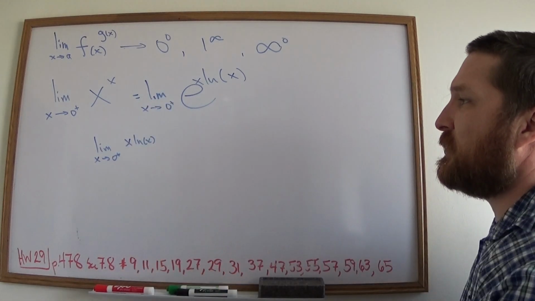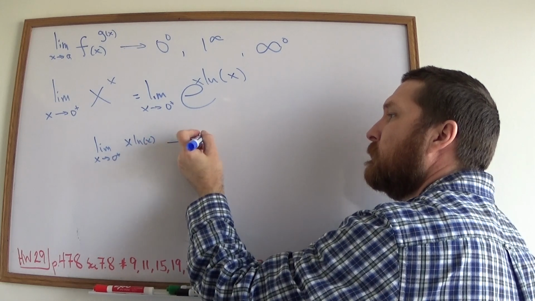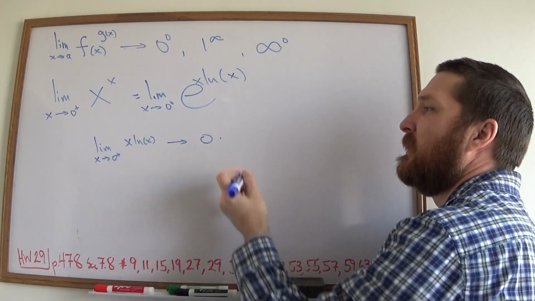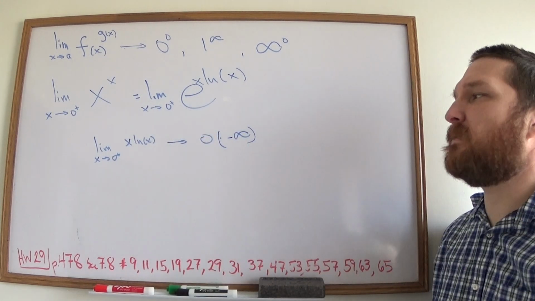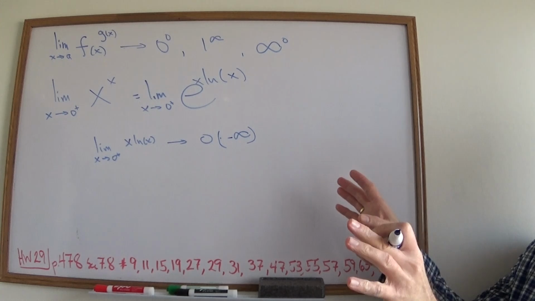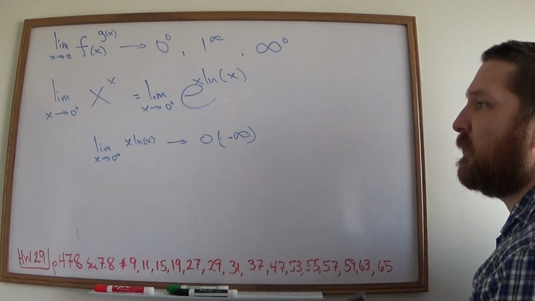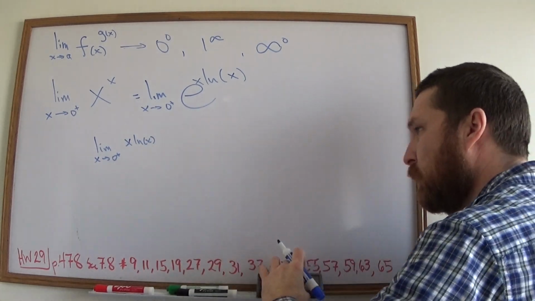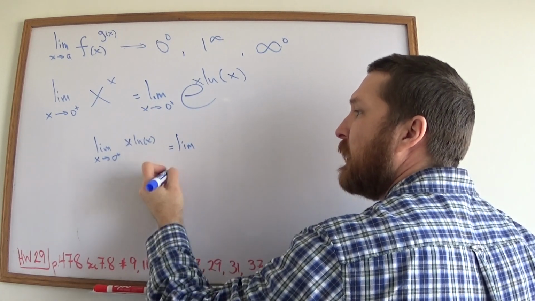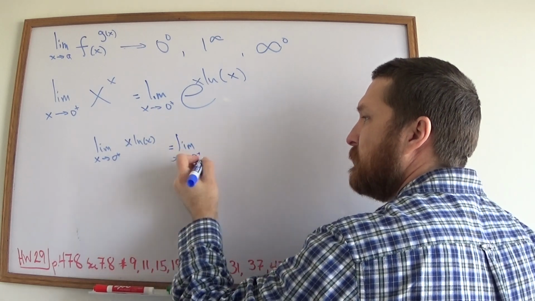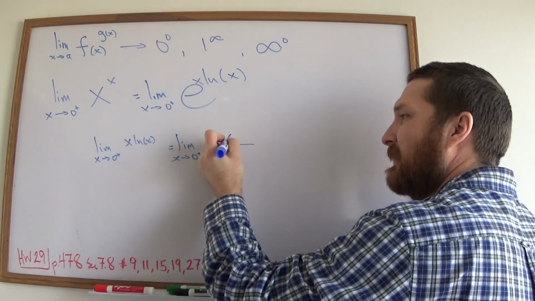So what do we have here? This goes to 0 times negative infinity. And remember, negative, positive, who cares? If it's infinity, it's infinity. So which one do you want to take into the denominator? x? We've been doing that a lot. I'm doing this on the fly, I haven't done this before. Let's do it the other way around and just see what happens.